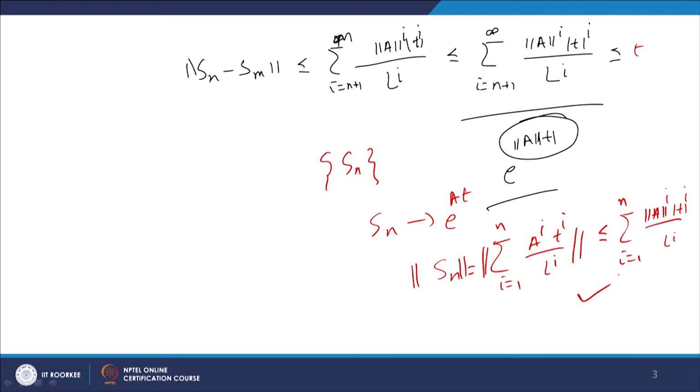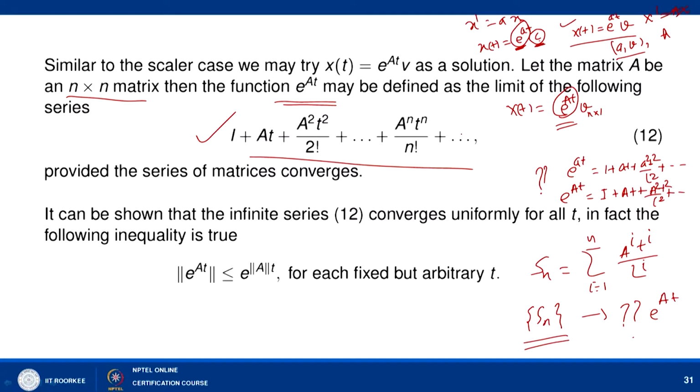So, first thing, we have proved that Sn is a sequence which satisfies the Cauchy criteria, and hence this infinite series will converge, right. And if this infinite series converges, we can define this value as e to the power at. So, we define this as e to the power at. So, it means at least this term e to the power at makes sense.